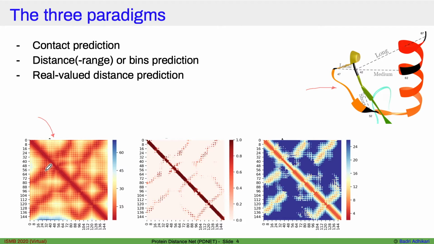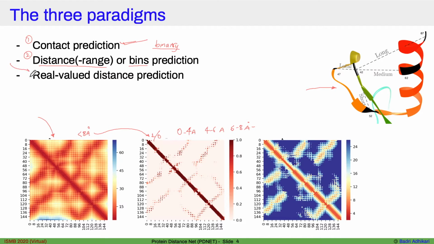Predicting real value distances is very difficult. So for a very long time, we predicted contacts, which is simply distances less than 8 angstrom represented by a 1 and all others represented by a 0. So this is a binary version of the distance prediction problem, and for many years we've been doing this. Very recently, many groups have started predicting something known as distance ranges or distance bins. That is, what is the probability that a distance might fall within a range of 0 to 4 angstrom, 4 to 6 angstrom, 6 to 8 angstrom, and so on. We would like to call these paradigm 1 and paradigm 2.